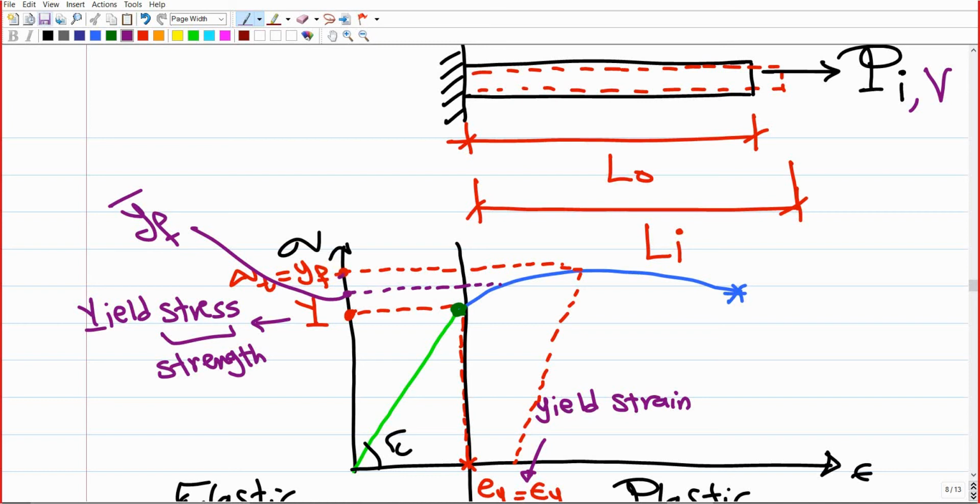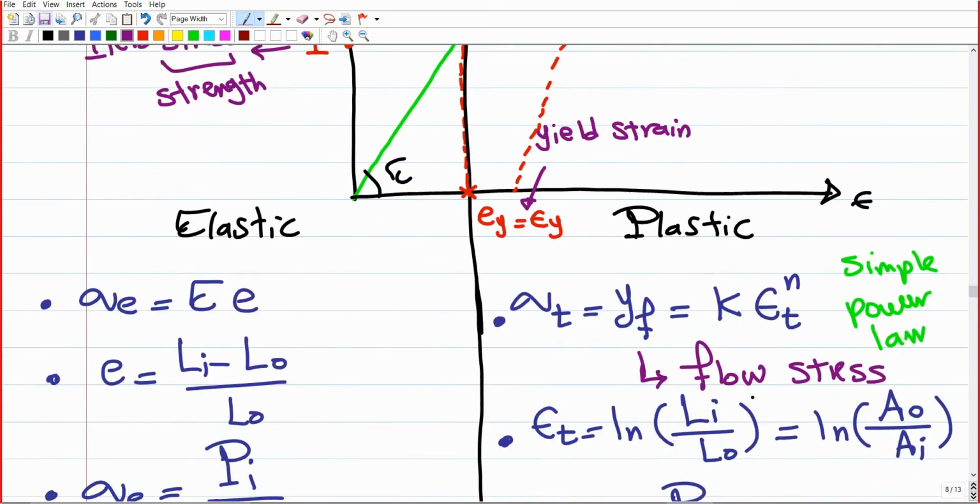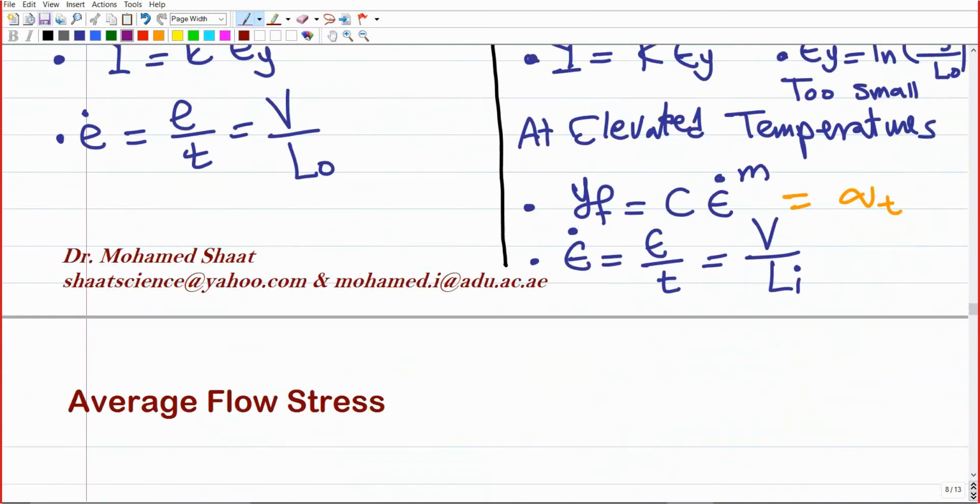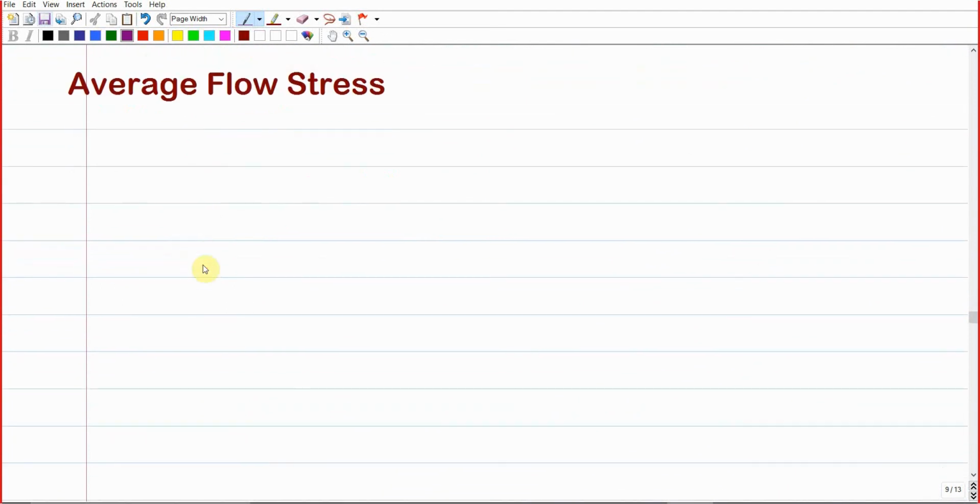tensile test. But for example, in the rolling operation, as I'm going to explain to you, to describe how the rolling operation can be done, we have to use the average flow stress. Okay, so that's why the average flow stress is another measure that is important for the metal forming process. So that's why it is important to understand what the average flow stress is. So how can we calculate this average flow stress?